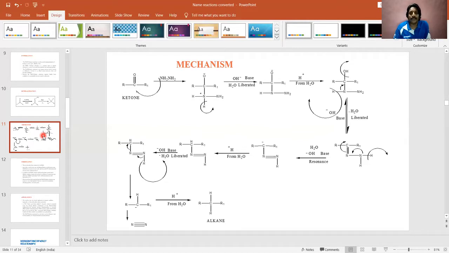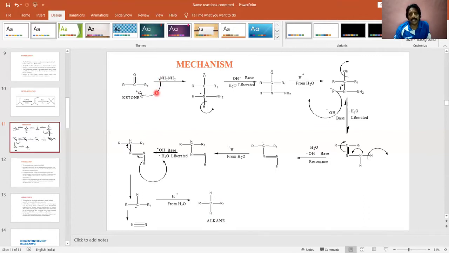Now we will look at the mechanism aspect of this reaction. Here we can see the ketone. I start with the ketone and end with the formation of alkane. So hydrazine, NH2 NH2. The nitrogen atom has a pair of non-bonding electrons, so it can easily attack the carbonyl carbon because it can act as a nucleophile. The hydrazine NH2 group can act as a nucleophile since it has one pair of non-bonding electrons on nitrogen.